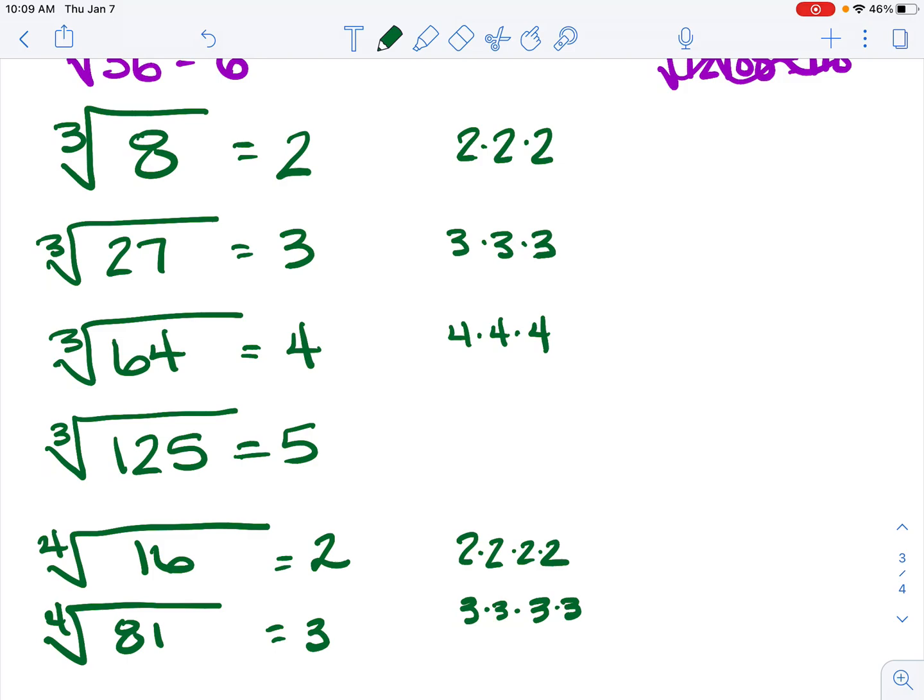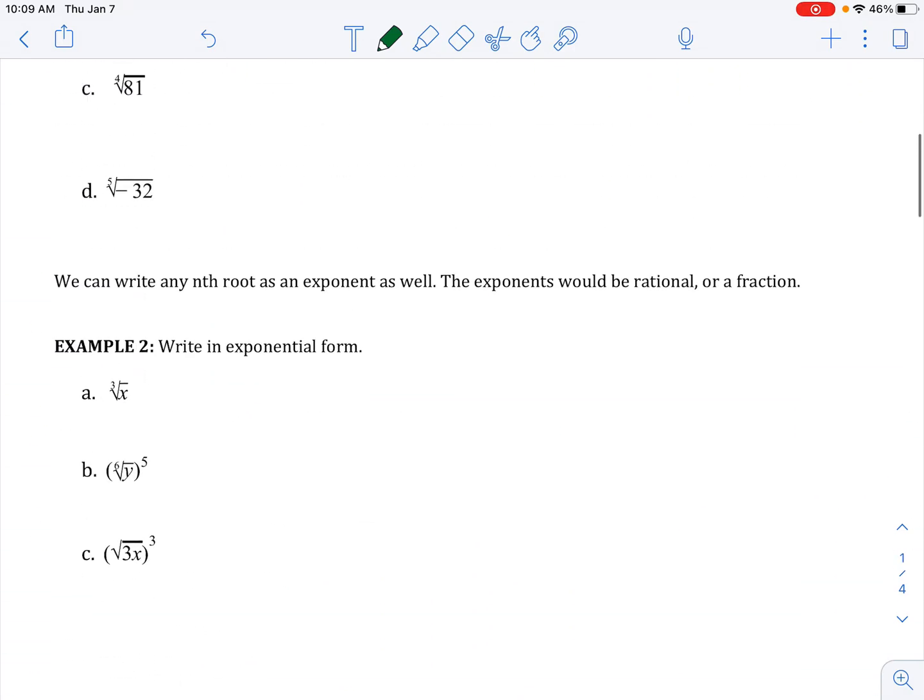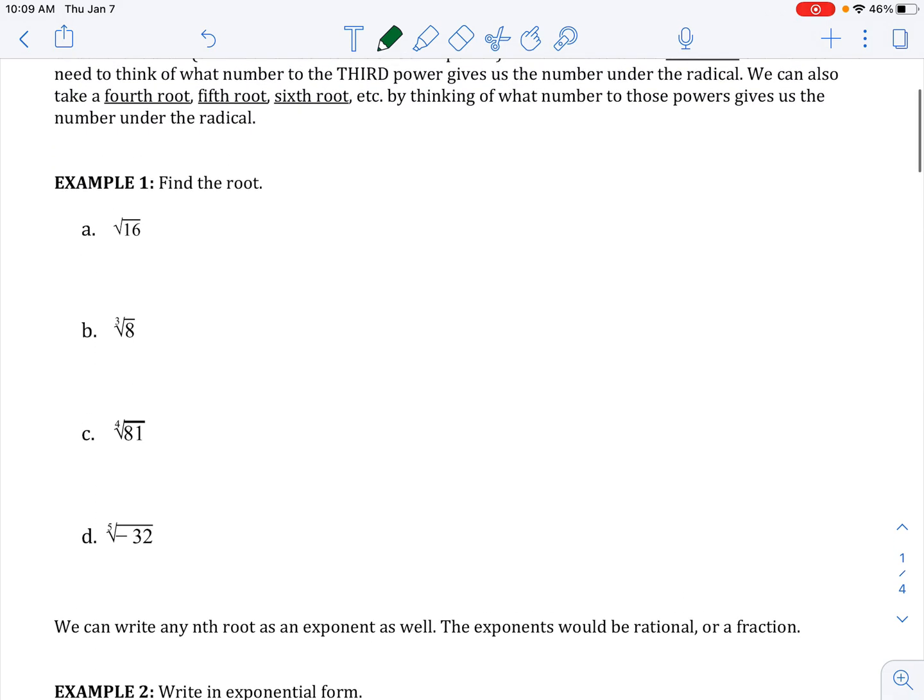So I want to make sure that you guys have all of these memorized in your notes, kind of important to have in your wheelhouse. Okay, let's go back to this, sorry. So the square root of 16. So what times what is 16? 4 times 4 is 16. What times itself 3 times is 8? Well, you can see from our list down below that this is 2. And the fourth root of 81, again, I told you this is important, that would be 3.